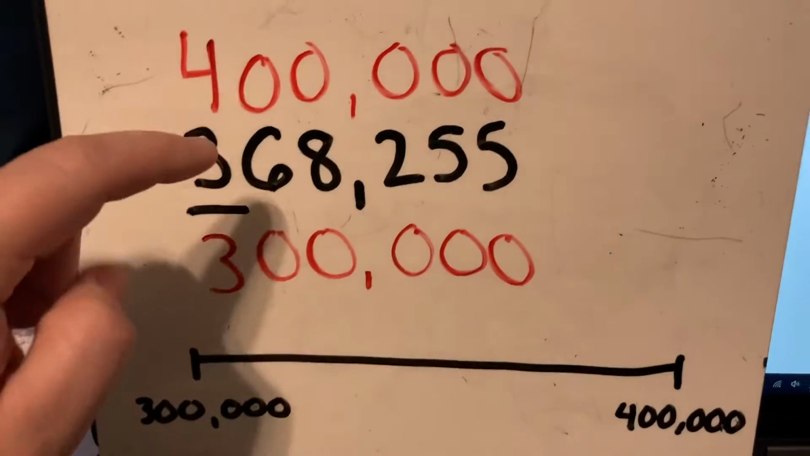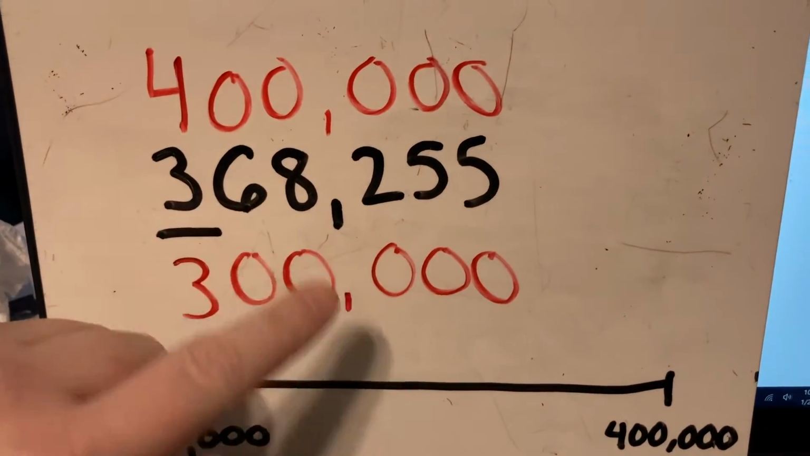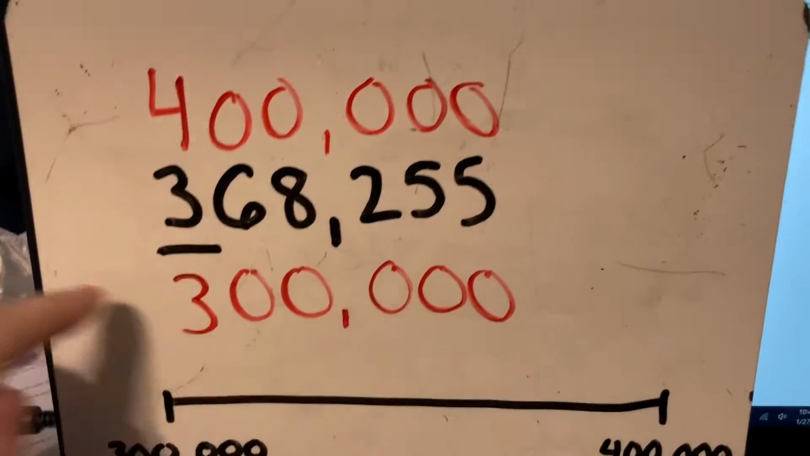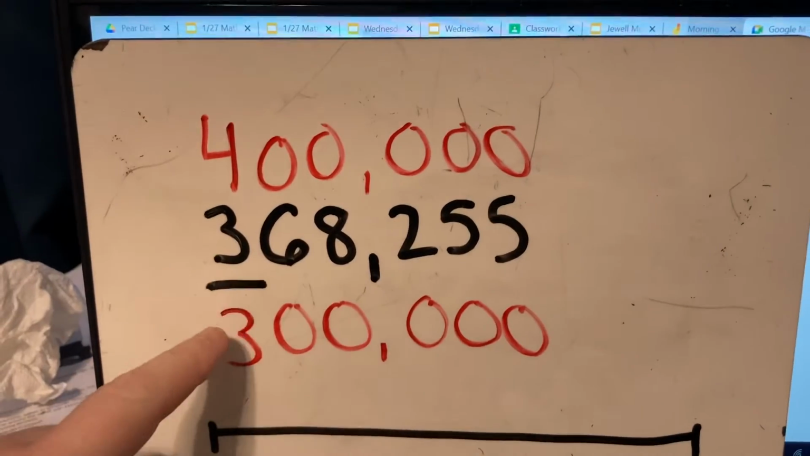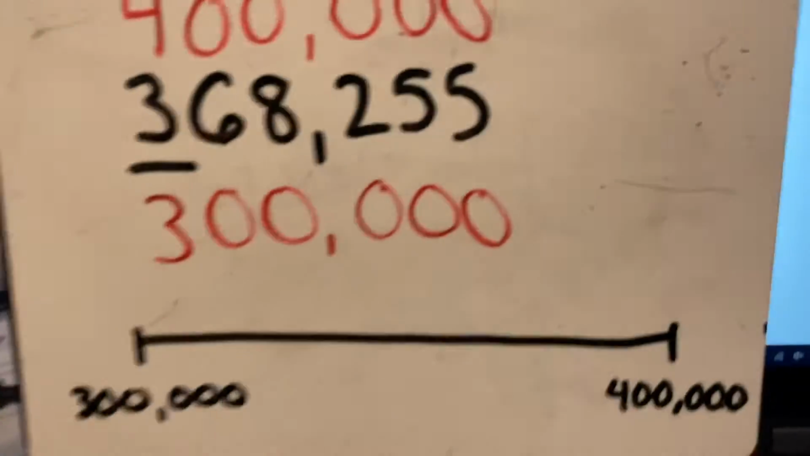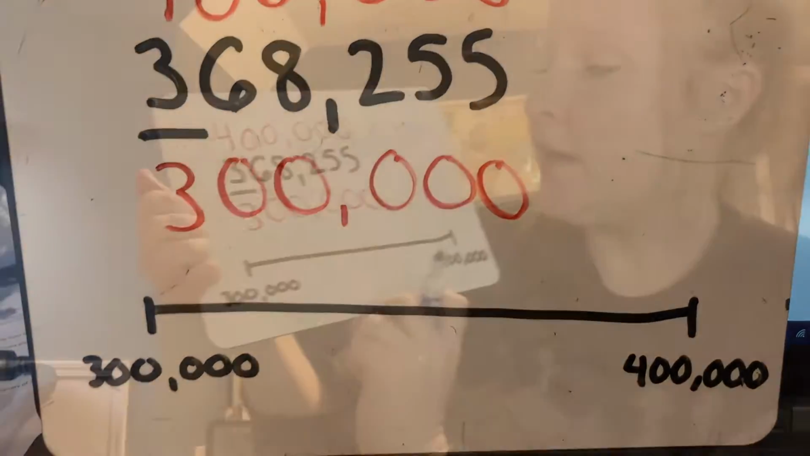We buckled him up. Step 2 is I need to determine the two benchmarks or multiples that 368,255 would come in between. If we're rounding to the nearest 100,000, we're looking in that 100,000s place. We'll notice that 368,255 is going to fall somewhere in between 300,000 and 400,000. So I even modeled it on a number line.